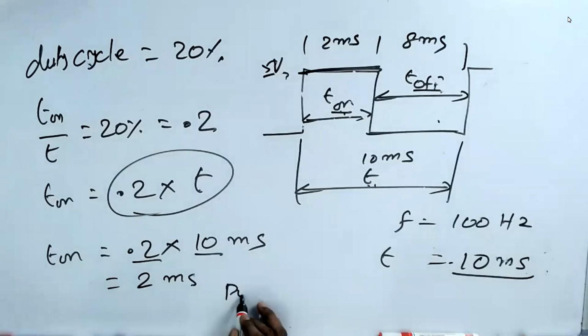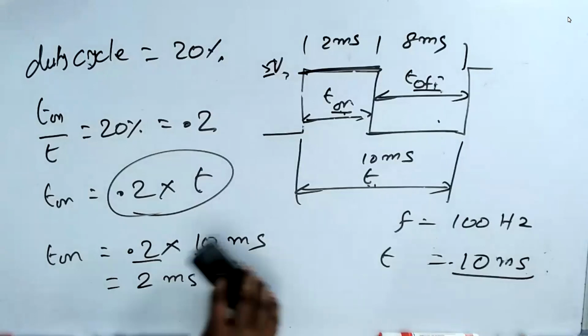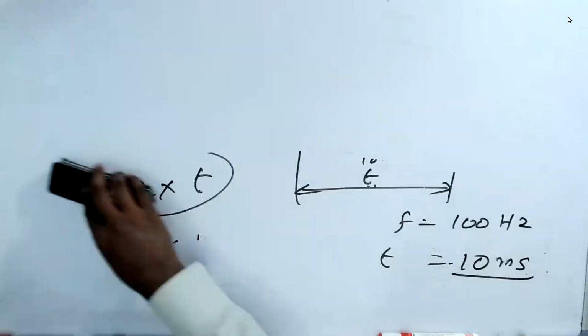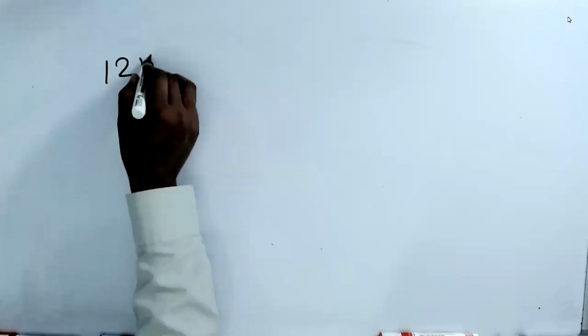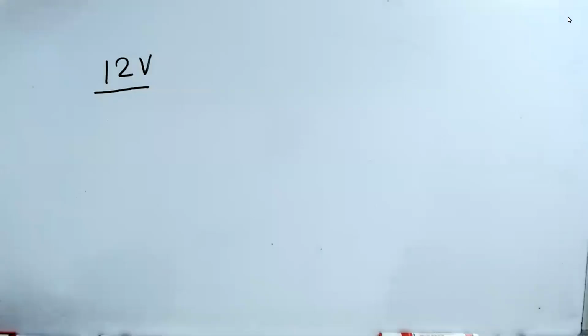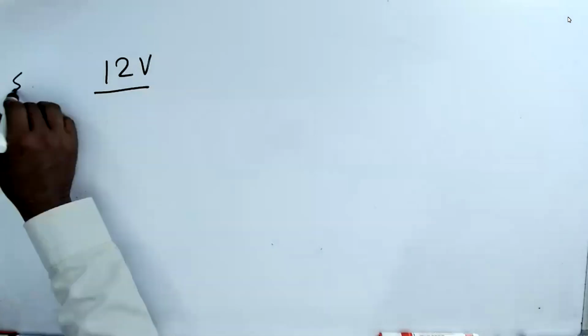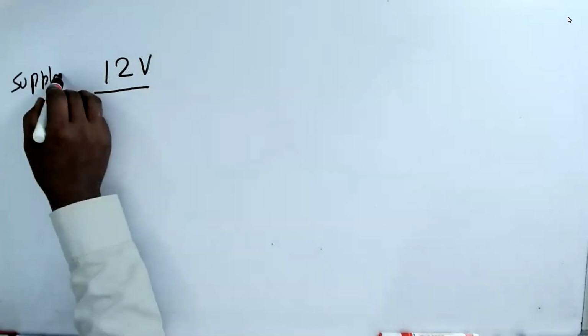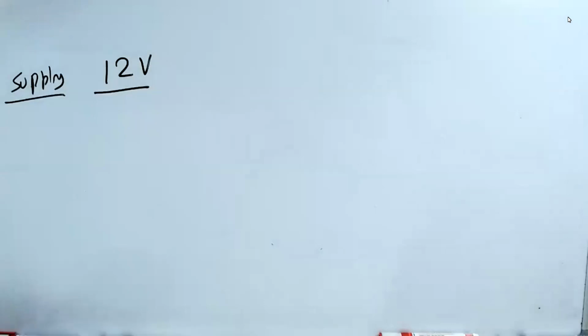Let us assume, I give you another thing now. Let us see how you are understanding. I want to make sure that you are understanding. My supply is 12 volts. My supply voltage is 12 volts. I have a motor.